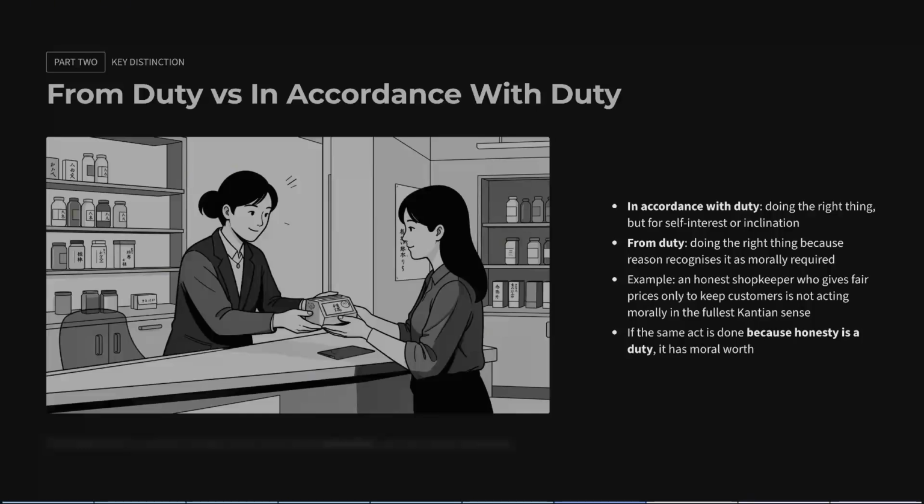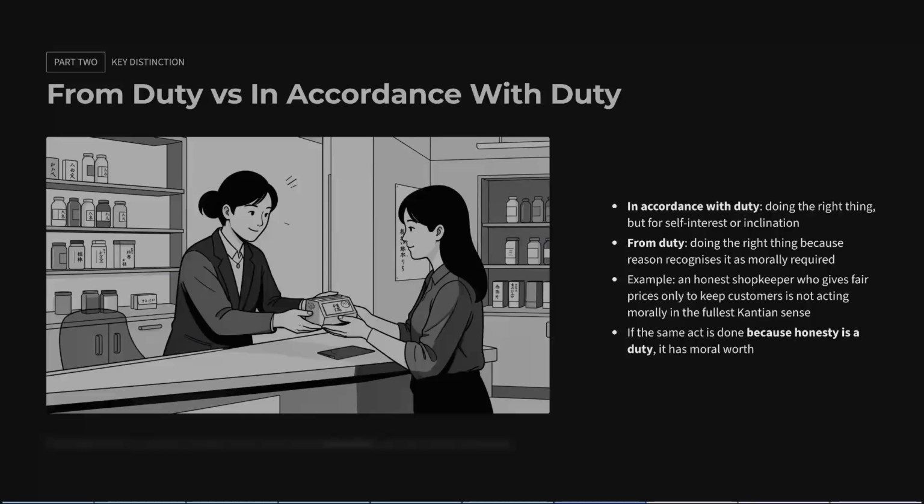His most famous illustration is the honest shopkeeper. Imagine a shopkeeper who gives all customers fair prices and correct change. This is the right thing to do. But why does the shopkeeper do it? Well, if the shopkeeper gives fair prices only because it is good for business, because customers will return, reputation will be maintained, profits are going to follow, then the action is in accordance with duty, but not from duty. The motive is self-interest. If honest trading stopped being profitable, the shopkeeper would presumably stop being honest.